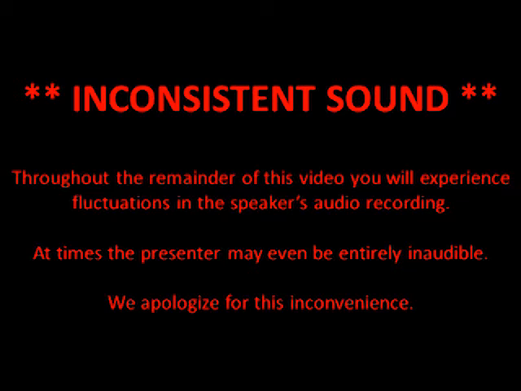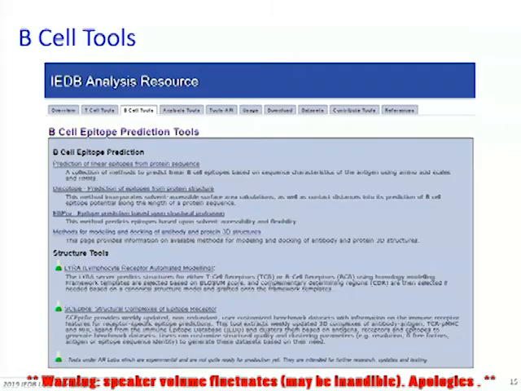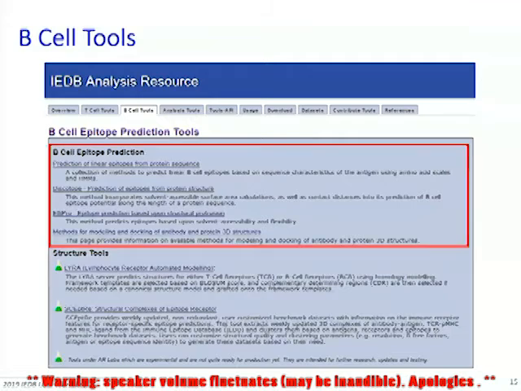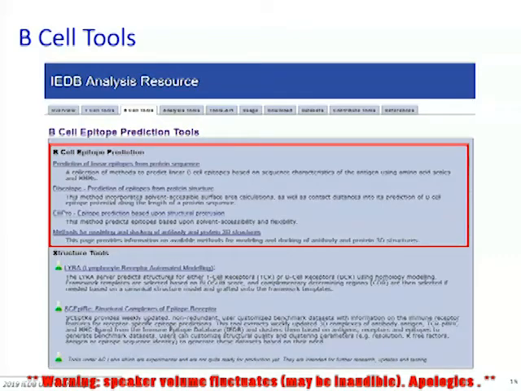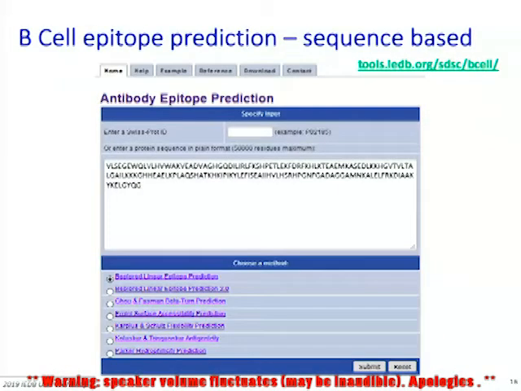And coming to B-cell tools, this tab shows all the different B-cell prediction tools that we have here. Prediction of linear epitopes from protein sequence, prediction of epitopes from protein structure, epitope prediction based on structural protrusion, all these different tools. So first, let's see how.